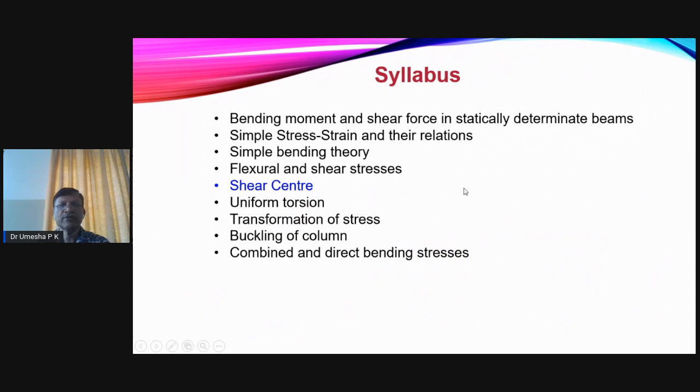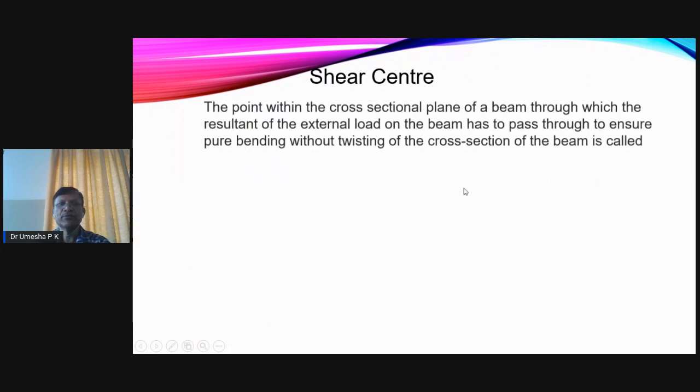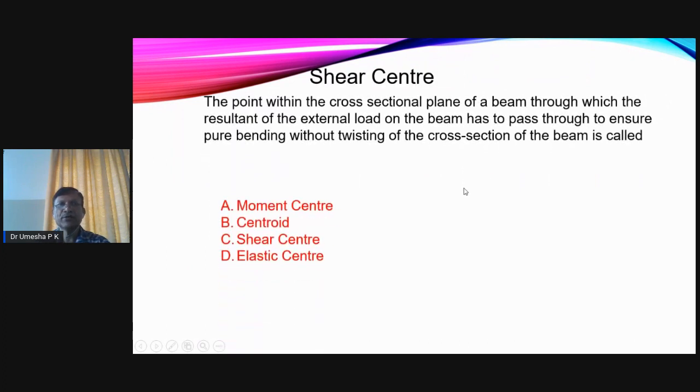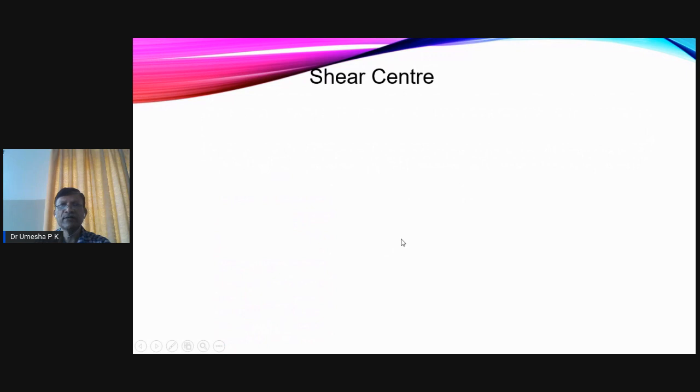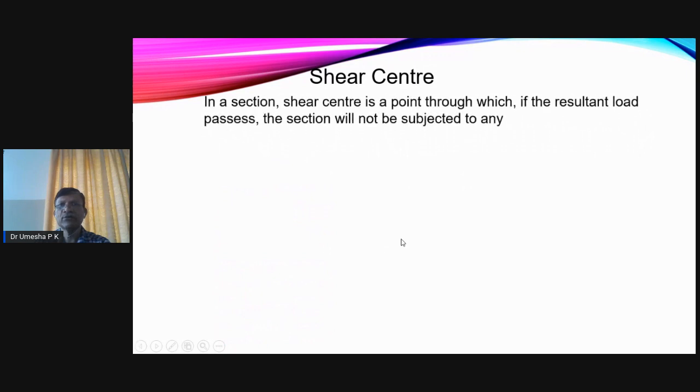So shear center. So mainly you should know what the shear center is. So here this is the definition. This is the definition of shear center and answer C is the correct one. And this is the equation. Is it right? So this is the one where you want to know whether it's a bending or a torsion. This is the torsion one.